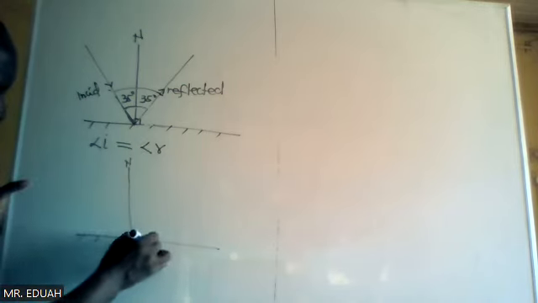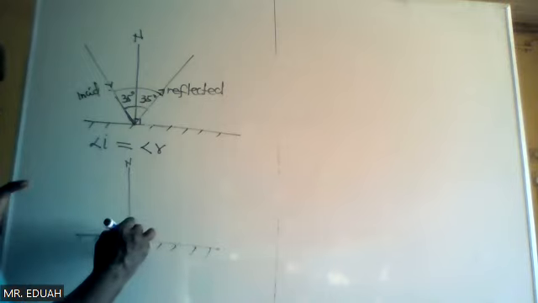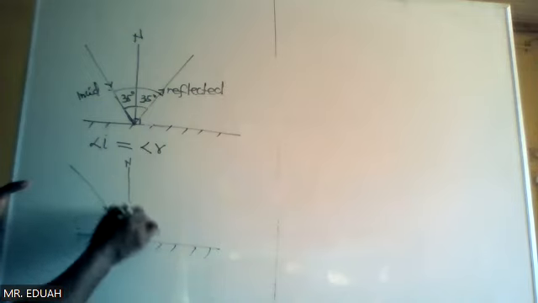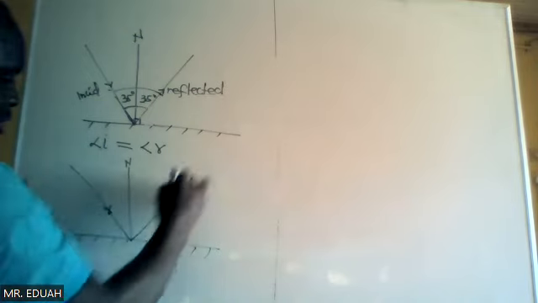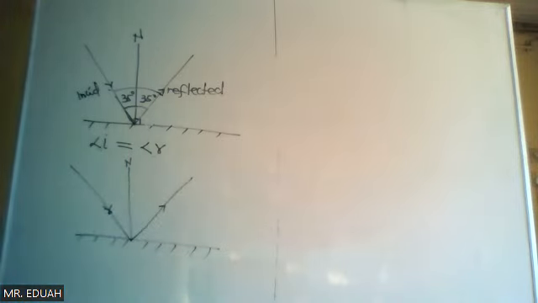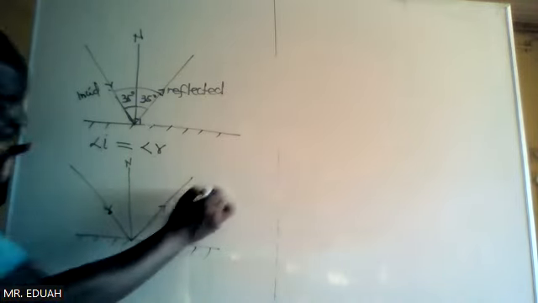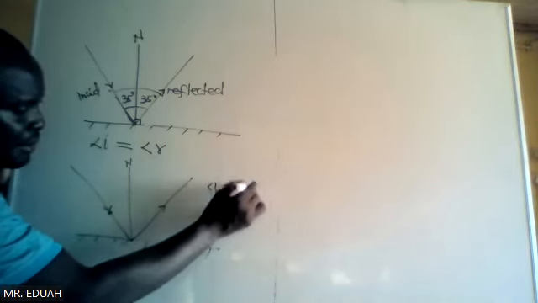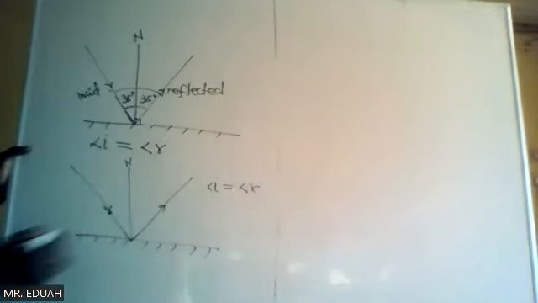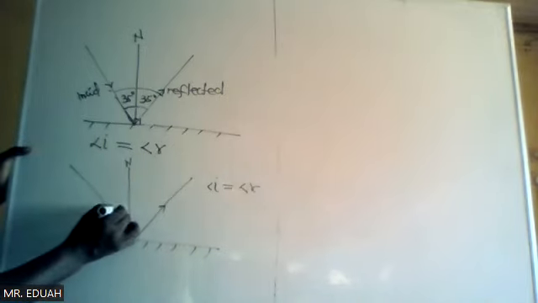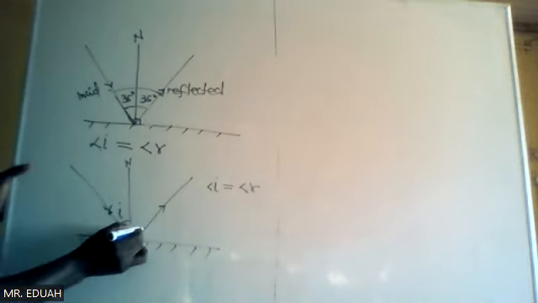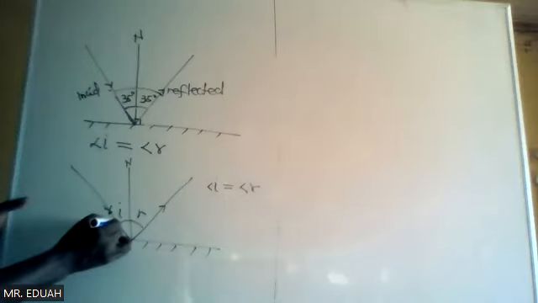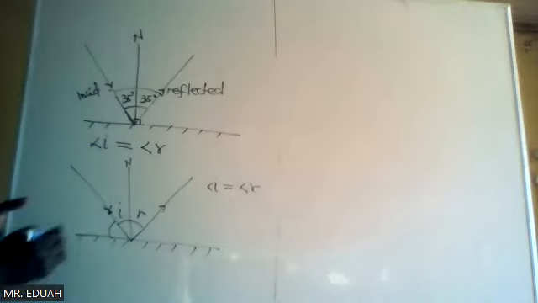Now, when a ray of light is incident on a surface, here's the reflection. I is equal to R. This angle is the angle of incidence. This angle is the angle of reflection. We call this other angle the glancing angle.